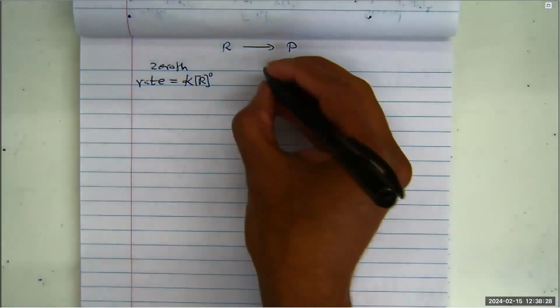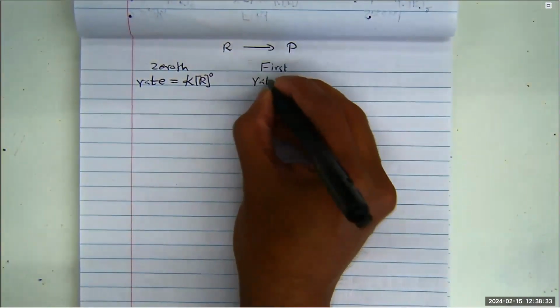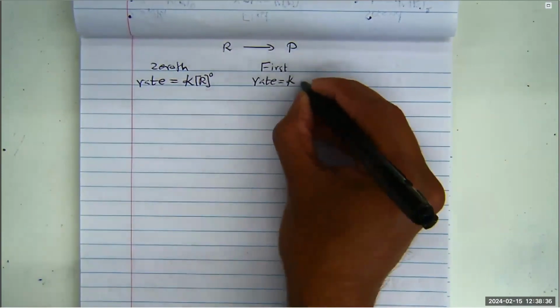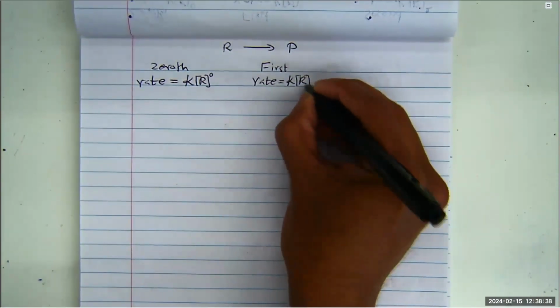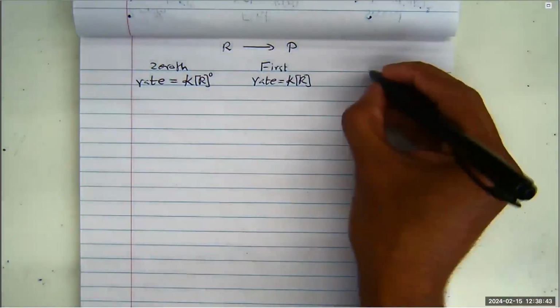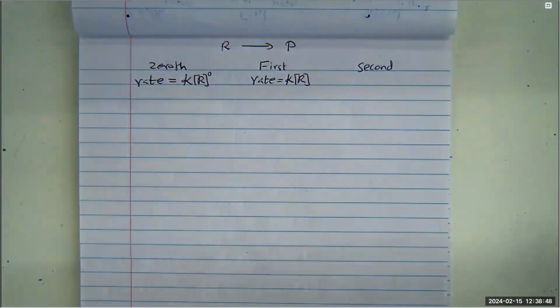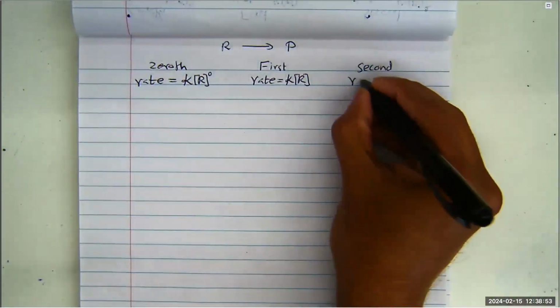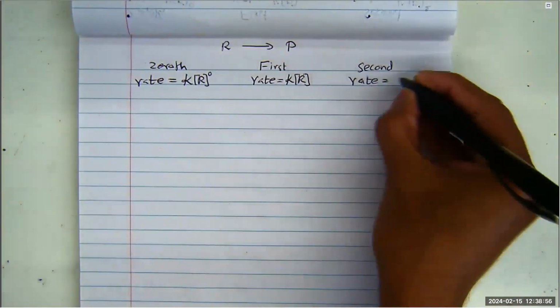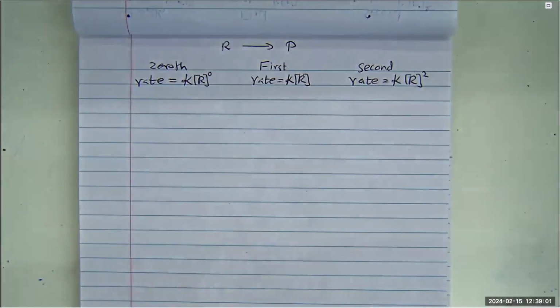Or it could be first order. If it is first order, rate is equal to the rate constant times the reactant concentration to the power of 1. And then it could be second order. Please, can you pay attention for a second? So rate is equal to the rate constant times the reactant concentration to the power of 2. Those are the only three orders we are dealing with.